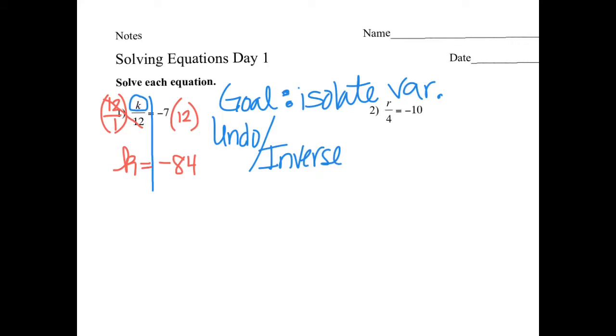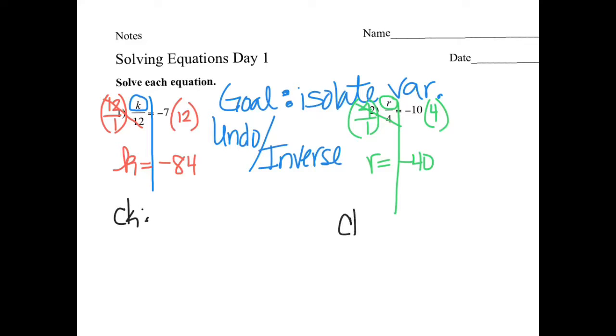Okay, let's look at our second example, moving a little bit faster. Trying to get r all by itself. R is being divided by 4, so the undo of divide is multiply. I am going to multiply both sides by 4. R equals negative 40. Remember that you can do a check for both of these.